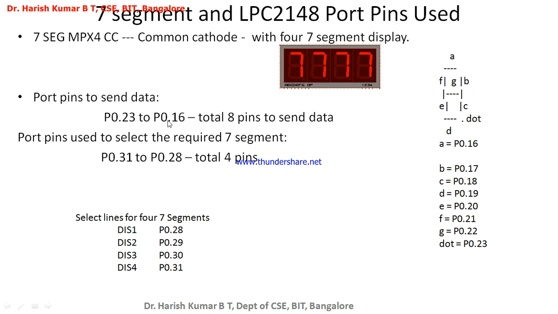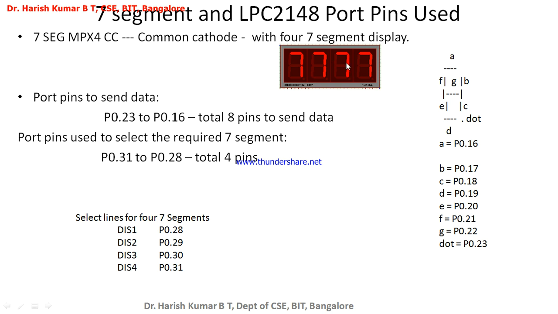Now these are the port pins which are used, P0.16 to P0.23. You can use any other ports, but I'm using these port pins because in the ALS kit, the 7 segment display segments A, B, C, D, E, F, G and DP are already connected to P0.16 to P0.23. You can count from P0.16 to P0.23, totally 8 pins to send the data, including DP.